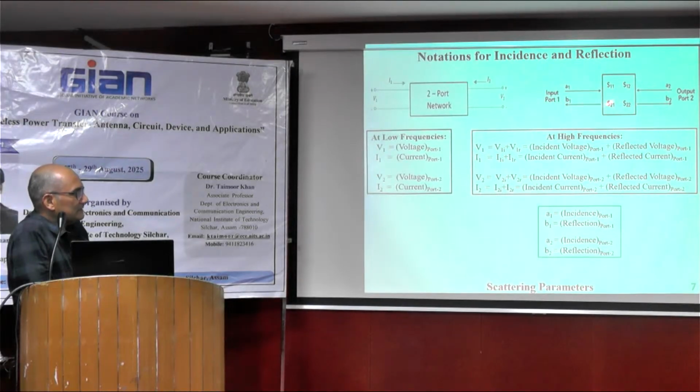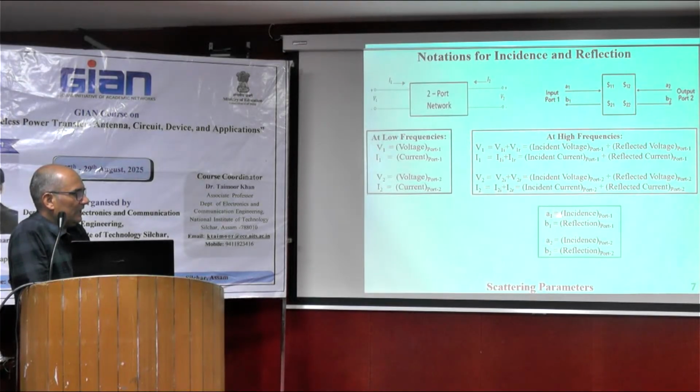At high frequency, in the same two-port network, it will have two components. One is incident at port 1, the second one is reflected from that same port 1. In the same way, current will be in two ways, one is incident current, the second one is reflected current. The same thing you need to apply for the other port also, port number 2. And finally, just see, incidence and reflection, two different notations.